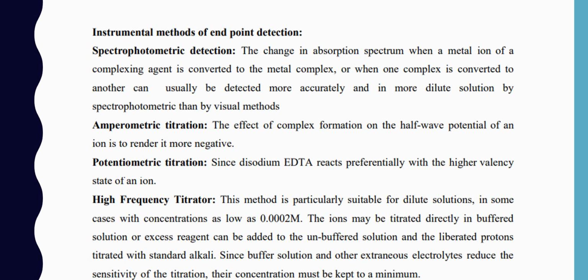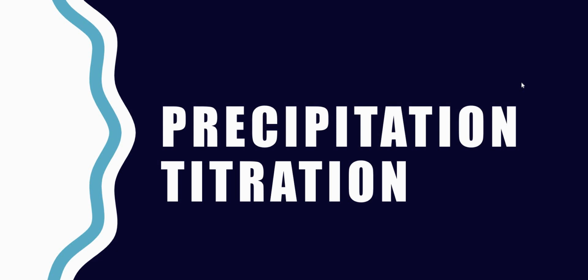The ions can be titrated directly in buffered solution, or excess reagent can be added to the unbuffered solution and the liberated proton treated with standard alkali. Since buffer solution and other extraneous electrolytes reduce the sensitivity of titration, their concentration must be kept to a minimum. So here we end with the complexometric titration.